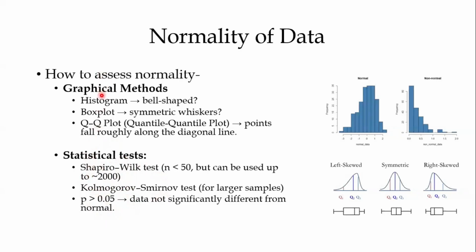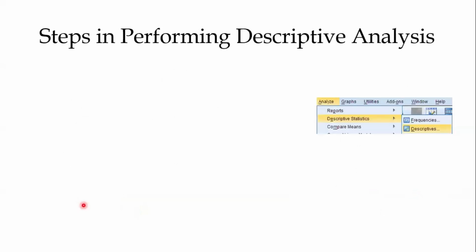So usually it's recommended that you combine a graph and a statistical test to determine whether the data is normally distributed or not. In the statistical test, what you'll be looking at is the p-value. If it's exceeding 0.05, it would tell you that the data you are seeing is not significantly different from normal, and therefore that data is normally distributed. So those were the basic concepts that I thought are important to understand before we do a practical demonstration on how to perform descriptive analysis.